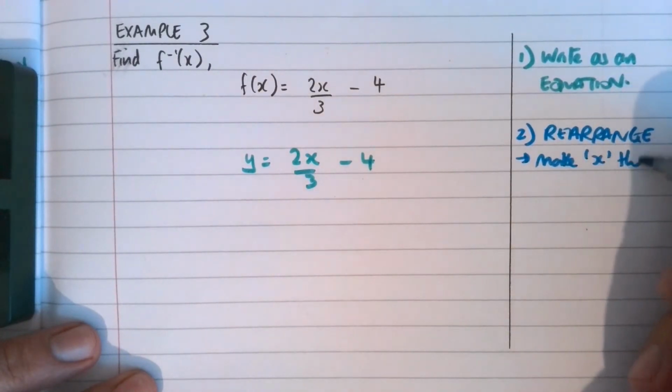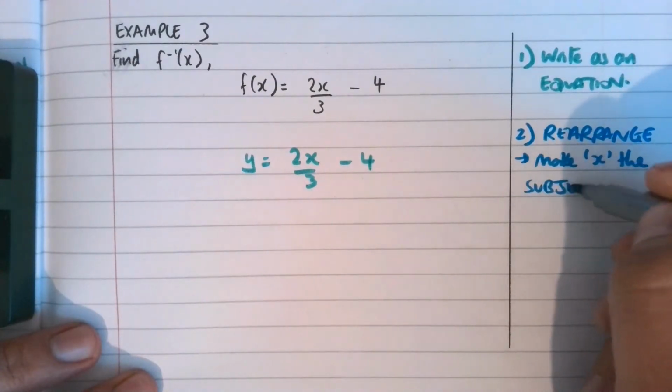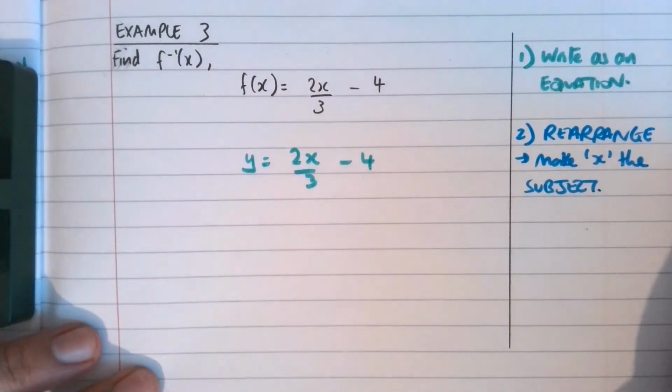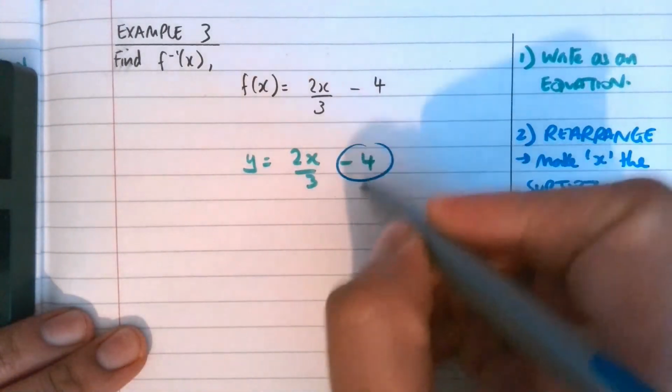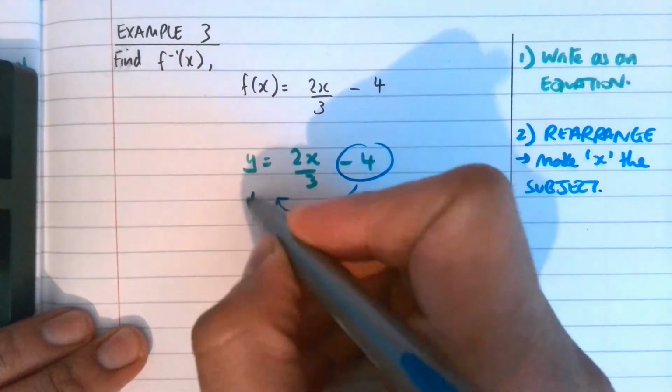We look at that equation. The minus 4 would be the easiest thing to move first. So it becomes a plus 4. So y plus 4 equals 2x over 3.